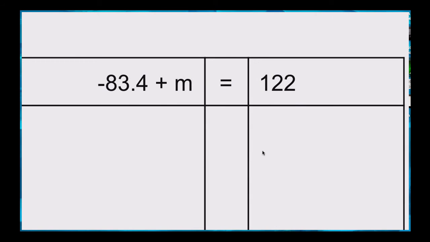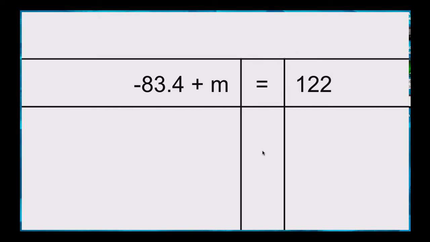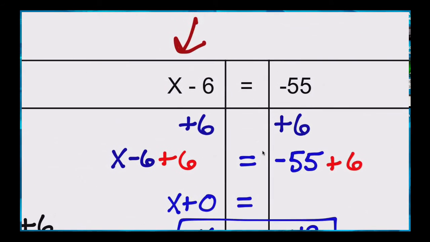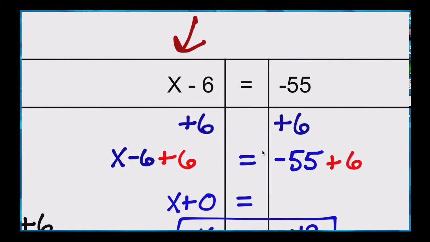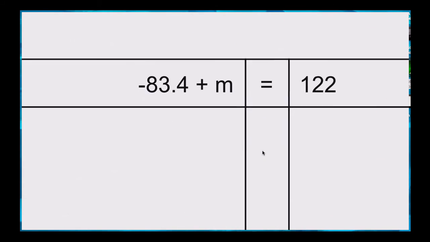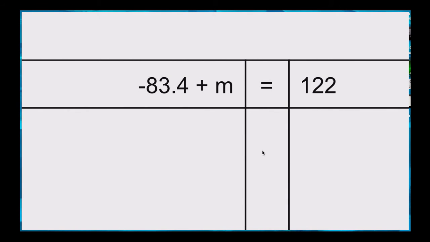Let's not even change it. Let's just treat it exactly how it is. Up here, we see that we are subtracting a positive 6. Is that correct? This is the same thing as subtracting a positive 6. Is that not true? Okay, it is. We are subtracting a positive 6. Down here, we are adding a negative.